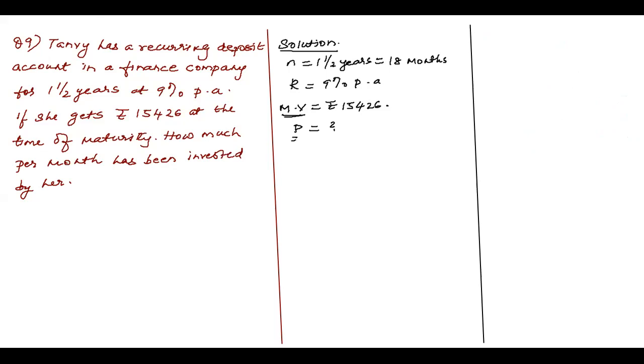See, I want this P. So what I do, maturity value is P into N plus I. तो इधर क्या करता हूं बेटा, P into N plus I का भी फॉर्मूला लिख देता हूं.